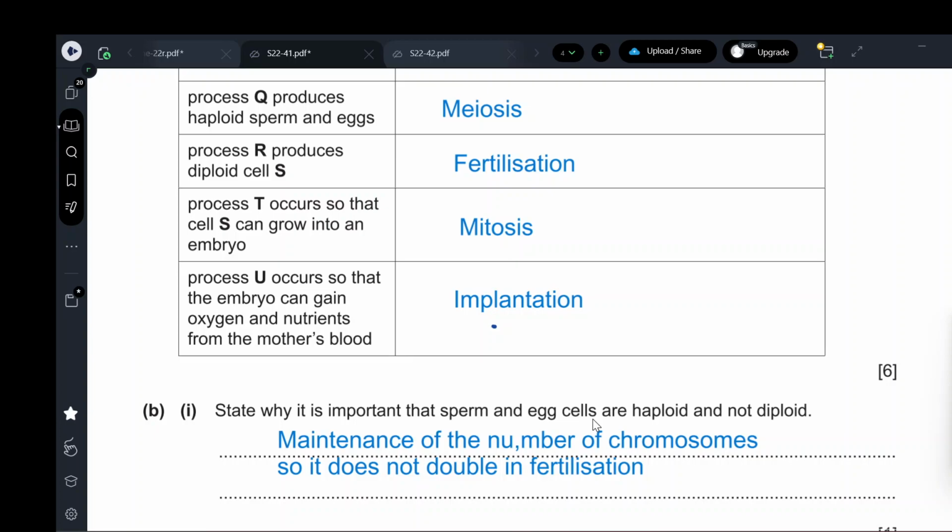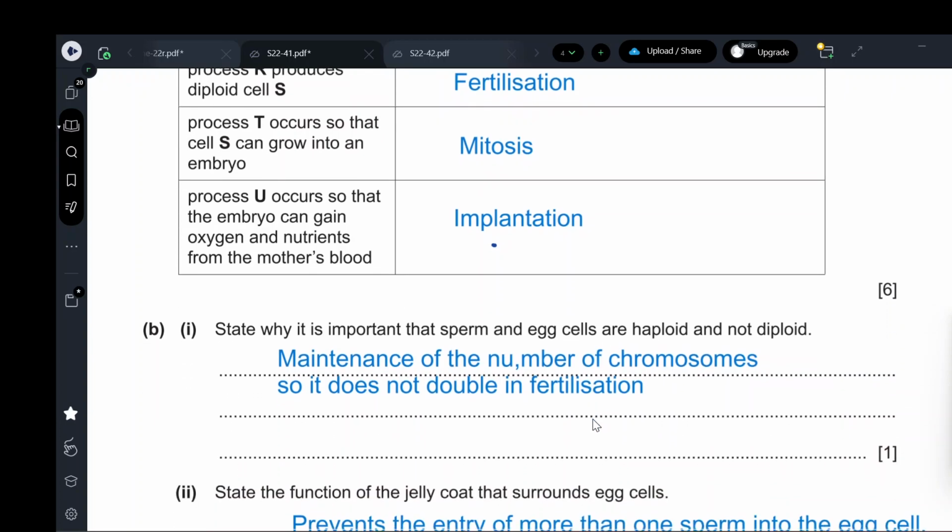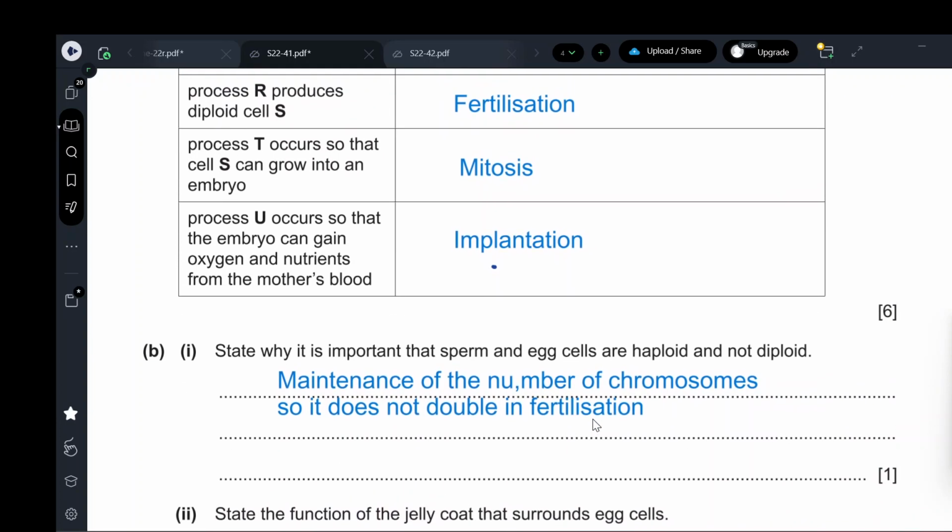Okay. State why it is important that the sperm and the eggs are haploid. So that when they fuse together, they maintain the number of the human chromosomes, which is 46, and the chromosomes will not double at fertilization. I do not want the chromosomes to be 92. I just want the sperm 23, egg cell 23 fused together to maintain the number.